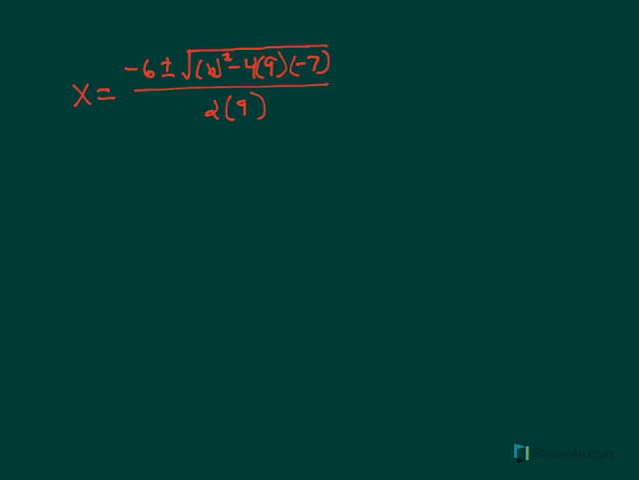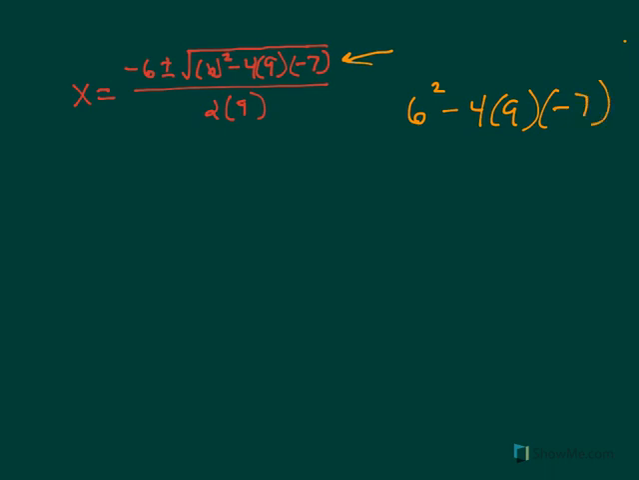So here's our setup written on another screen. So x is equal to -6 plus or minus the square root of 6 squared minus 4 times 9 times -7, all over 2 times 9. So you want to figure out what the value is under the square root first. So that's going to be 6 squared minus 4 times 9 times -7.